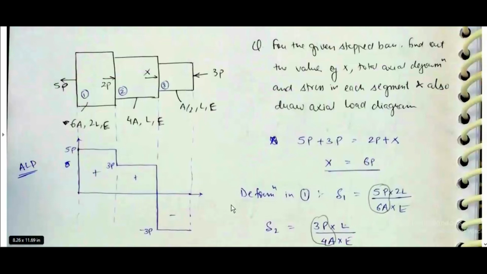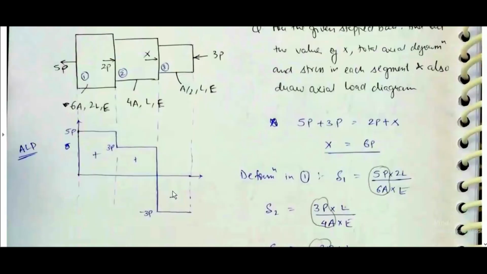Axial load diagram: from here to here there will be 5P. From here on, 5P minus 2P, so 3P will be here. From this length to this cross section, and then from here on, 3P minus x. Here x is 6P, so 3P minus 6P, which will be equal to minus 3P. From here to this section, the force will be minus 3P.